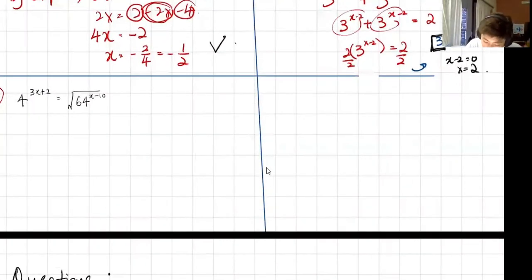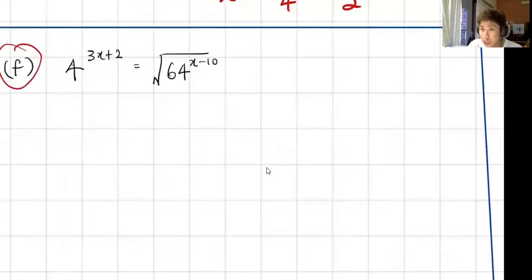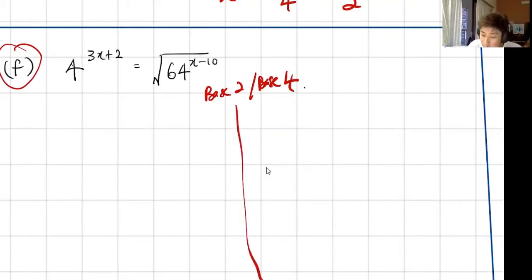All right, we move on to F, yeah? Okay, see, when I first spot this question, I can immediately tell they can be expressed in the same base. They can either be expressed in base 2 or, excuse me, base 4. All right, so I try to do both. See, you can get it or not, because not necessarily you have to express it into the smallest base.